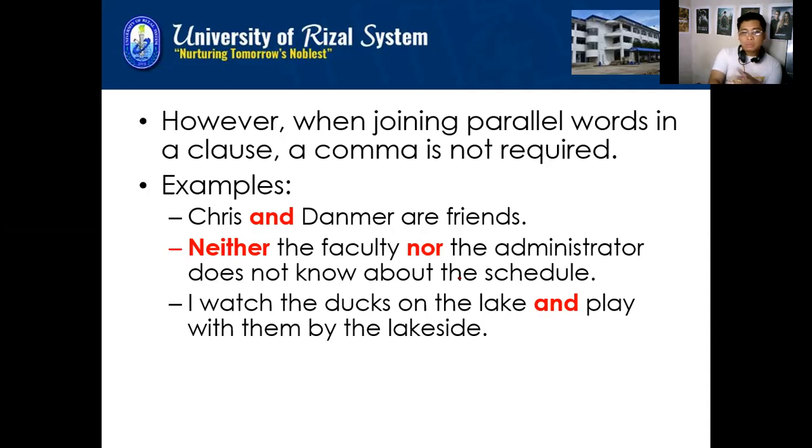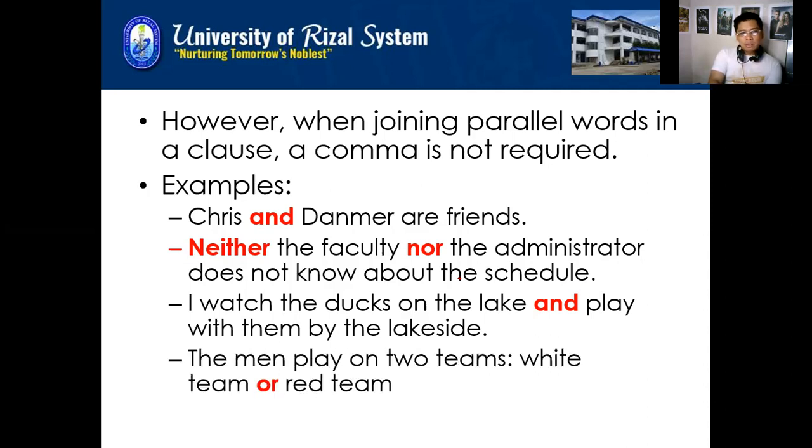Otherwise, what you would be doing is: I watch the ducks on the lake, and I play with them by the lakeside. "I" is the subject, and "play with them by the lakeside" is the predicate. Therefore, you already have a subject-predicate structure in that statement, hence put a comma before "and." But if you use the example "I watch the ducks on the lake and play with them by the lakeside," it's part of one clause. Therefore, it's a simple sentence.